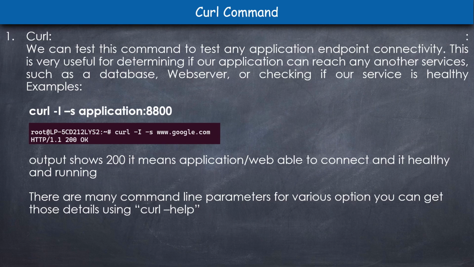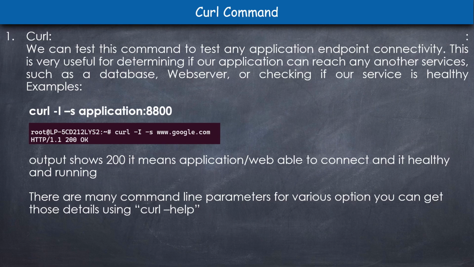The curl command is basically used to check the connectivity between endpoints. Suppose you have an application running on a server on a specific port, you can use this command to check if that application is running or if you are able to connect to that application or not. It can also be used to check connectivity of a web application or a website or any application, or it can also be used to download files from any server.